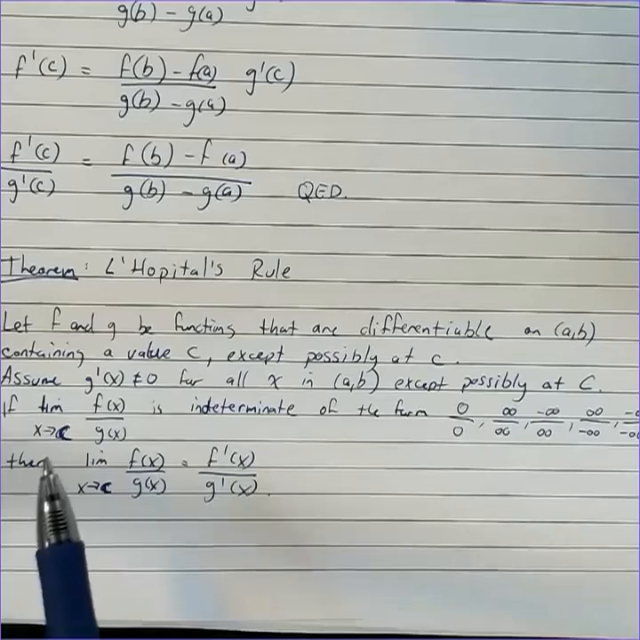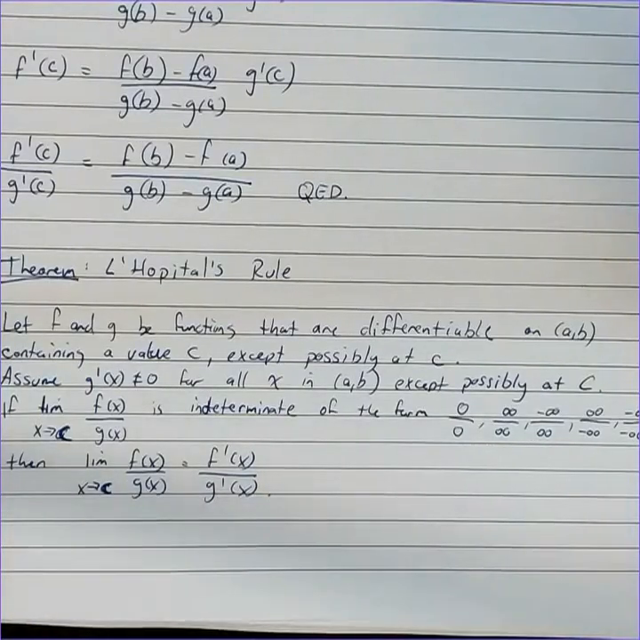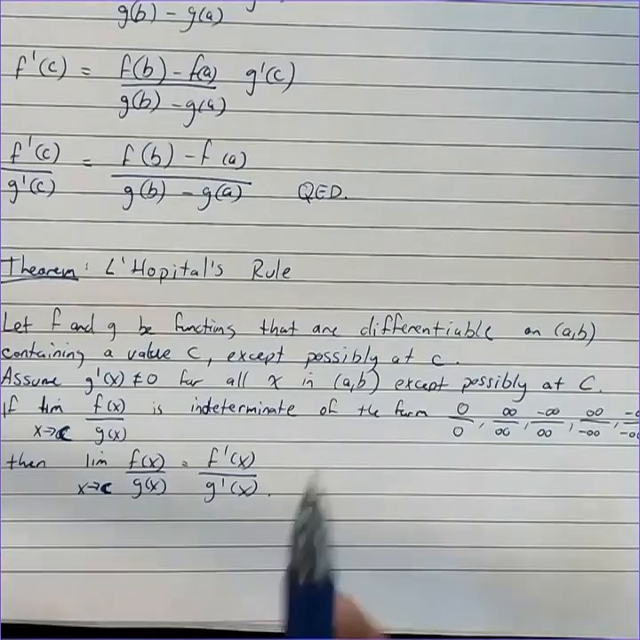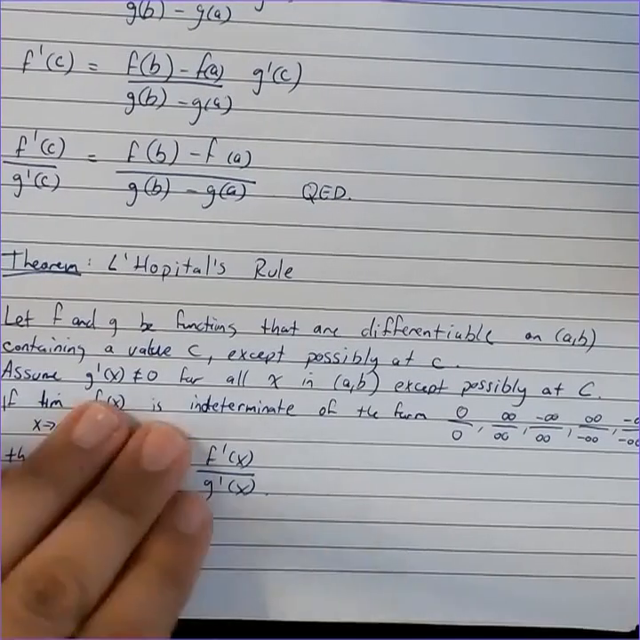What do you mean it's not valid? I mean you'll get the wrong answer. So it has to be one of these 5 forms, or something that can be rewritten into one of these 5 forms. So let's take a stab at proving L'Hopital's rule.